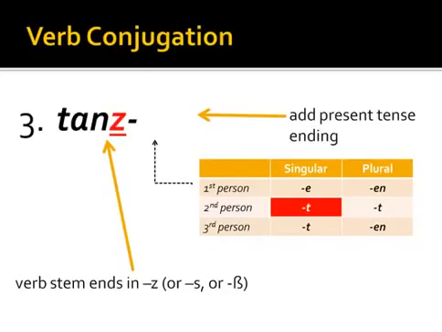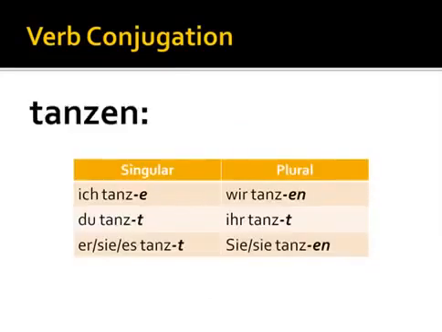If the verb stem ends in a Z, or if it ends in an S or an S-set, that funny looking B, we're going to drop off the S ending. And the only change that's affected here is the second person singular, du. So instead of having du tanzst, I'm going to simply have du tanzt. So what we get here is ich tanze, which is normal, du tanzt, which has the S dropped off, and then everything goes back to normal. Er, sie, es tanzt, wir tanzen, ihr tanzt, sie tanzen.